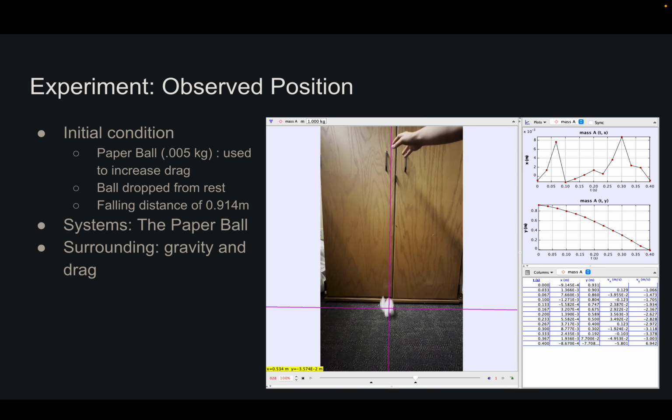So basically, in the experiment, the initial conditions were the paper ball, which was 0.005 kilograms, and I used a paper ball instead of maybe a solid or a rock to include drag in this experiment. The ball was dropped from rest, and the falling distance was 0.914 meters, and you can see the data on the picture demonstrated right here. The system was the paper ball, and the surroundings were the gravity and the drag.